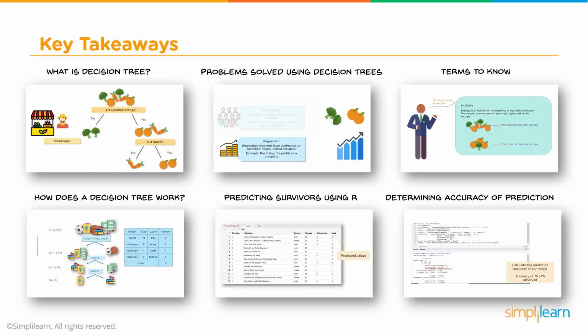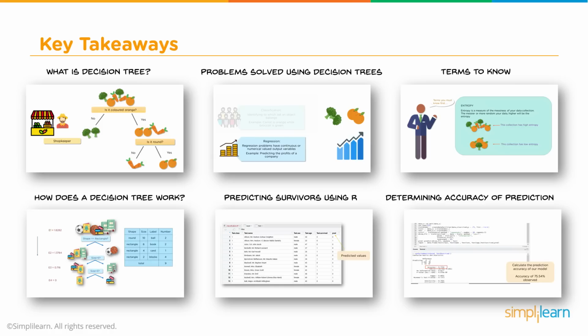We went over what is a decision tree. Of course, we had our faceless vegetable booth guy, who has his oranges and carrots and broccoli, which he split up into different groups. Then we went over the problem solved using decision tree, where we discussed both classification and regression, because you can also do regression models. We went over terms to know. Very important to remember entropy, or how chaotic the system is. We discussed information gain. And of course we covered the nodes, including the root nodes and the leaf nodes.